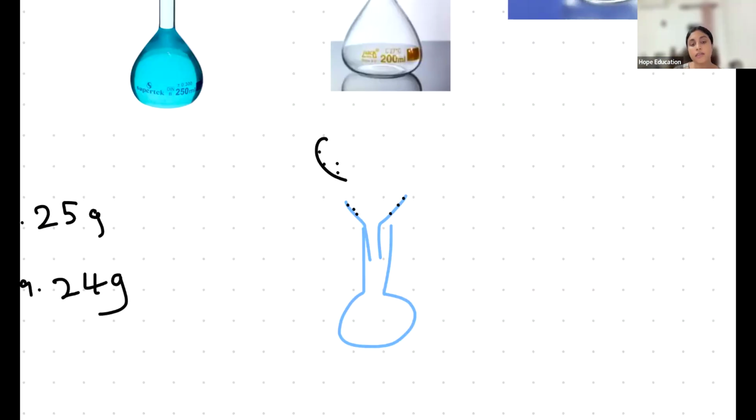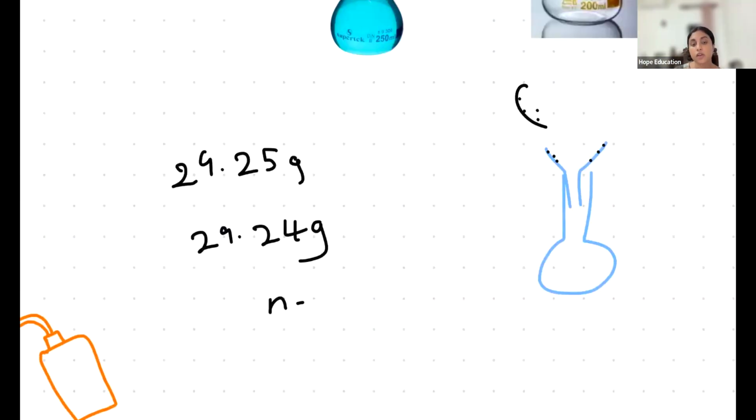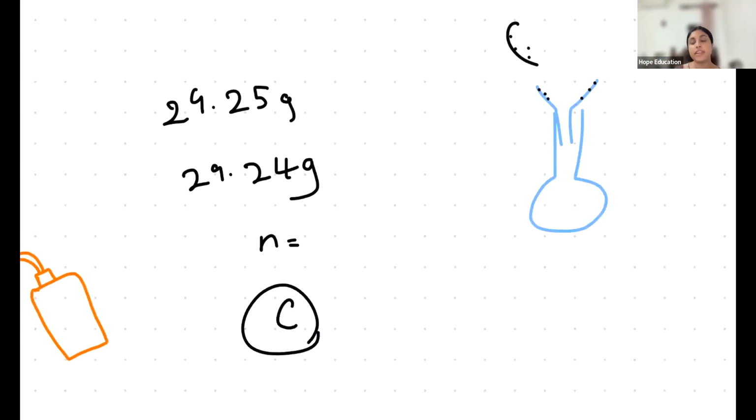So that's not very good because the decimal points can change in the mass. If a decimal point changes, the number of moles changes. If the number of moles changes, the concentration also changes. Then it is not a standard solution. Is it clear, Mayundi? Okay.